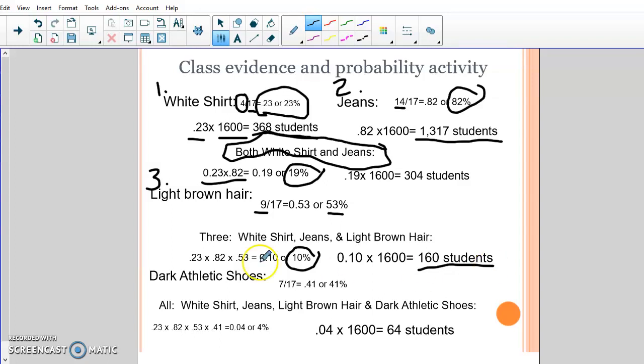Dark athletic shoes, okay? That was our fourth characteristic. So I surveyed, and 7 of the 17 kids in my class had dark colored athletic shoes on. That's 41%. Okay, so now I'm going to add that into our probabilities. Notice that each time all I do is multiply them together. What are the odds of having all 4 of these characteristics? White shirt, jeans, light brown hair, and dark colored athletic shoes. Here's all my percentages by themselves. I multiply them together. It's 4%. The chances of somebody having these characteristics is 4%. That narrows it down to 64 students.